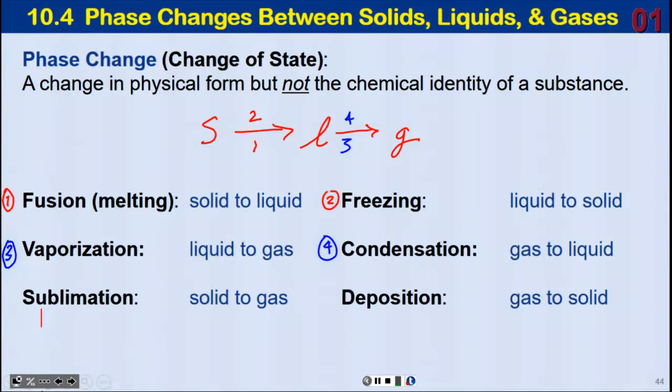The last one is sometimes less obvious because we don't see these examples as often. Sublimation is going from solid to gas, all the way from solid to gas. That would be that process with the arrow there. And the reverse of that, which is not always described, is called deposition, gas to solid. That would be the reverse of the sublimation process corresponding to that arrow.